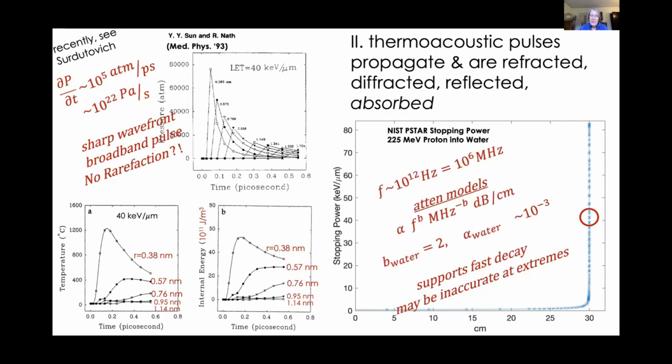But one thing we should also note is that it's absolutely no surprise that the decay is so quick, because when you think about it, you're talking about frequencies on the order of 10 to the 12 hertz or 1,000,000 megahertz. And any attenuation model that I've seen is a function of frequency, and the attenuation coefficient increases with frequency. Now, the attenuation models that have been developed for water at room temperature probably don't hold at these very, very high temperatures and extremely high pressures, but it all holds together that this model supports very fast decay of our pulses generated by a single track.